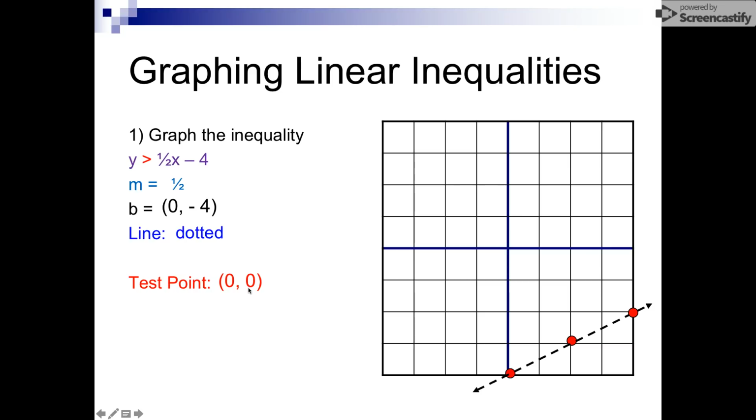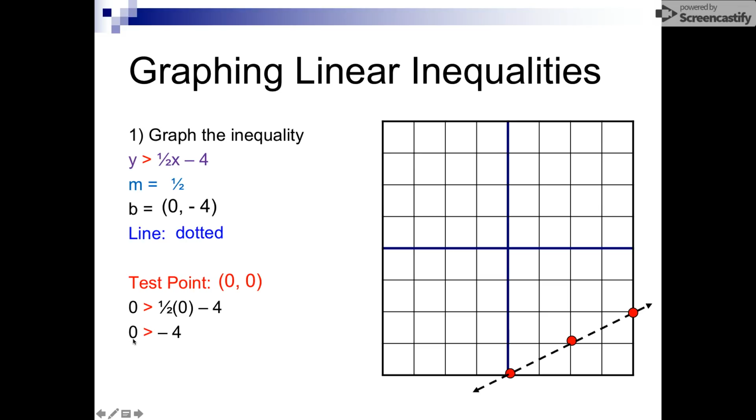So the way you use a test point is you take your 0 for your x and your 0 for your y, and you substitute them into the original inequality. So instead of y is greater than 1/2 x minus 4, you substitute in your 0 for your y and your 0 for your x, and simplify. What is 1/2 times 0? It's 0, and 0 minus 4 would be -4. 0 is greater than -4.